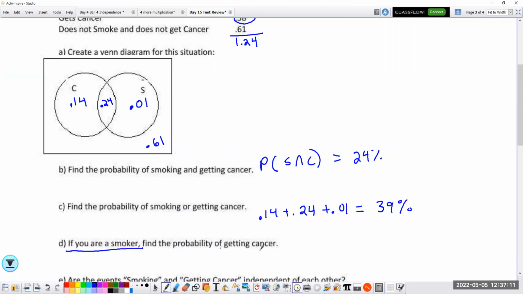Okay, now we've got a condition. So the probability, if you are a smoker, what is the probability of getting cancer? So first thing I need to do is start with a denominator of 25 because you have 25% chance of being a smoker. And then if I'm only looking in the smoker circle, you have a 24% chance. So that becomes 96% chance of getting cancer if you are a smoker.